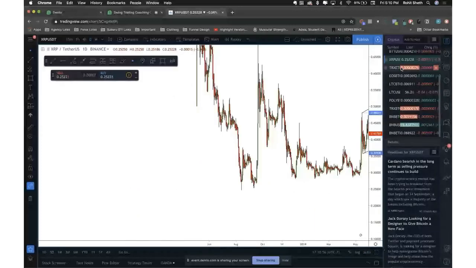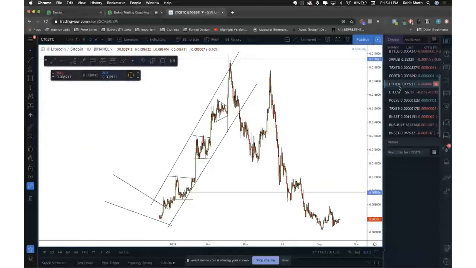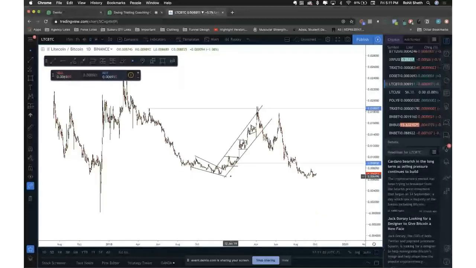XRP USDT is okay. I'm not too concerned about it, and anything really below this in terms of what I have on my watch list, I'm not too concerned with, but I do have it on here just to keep an eye on what is going on with certain coins so that I can correlate them back to BTC or Ethereum or XRP and such, all right? So Litecoin BTC is actually another good one. We've created that 90% rule.